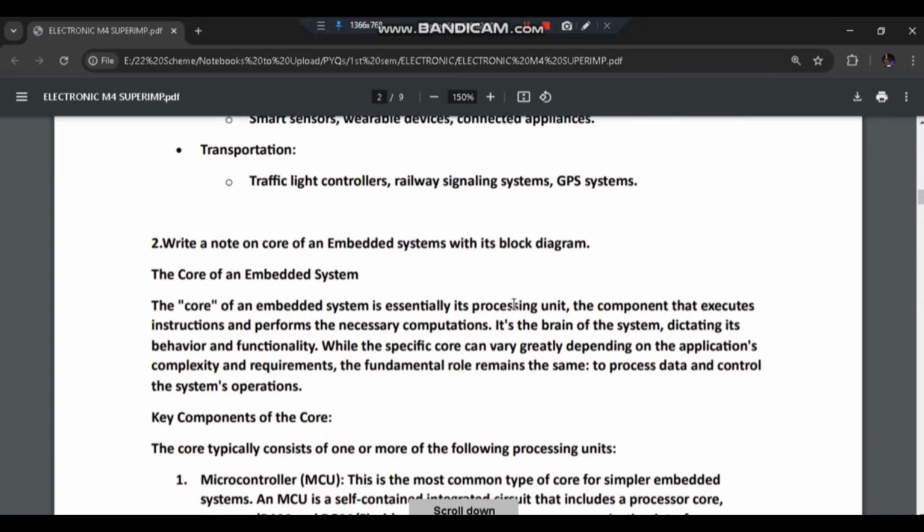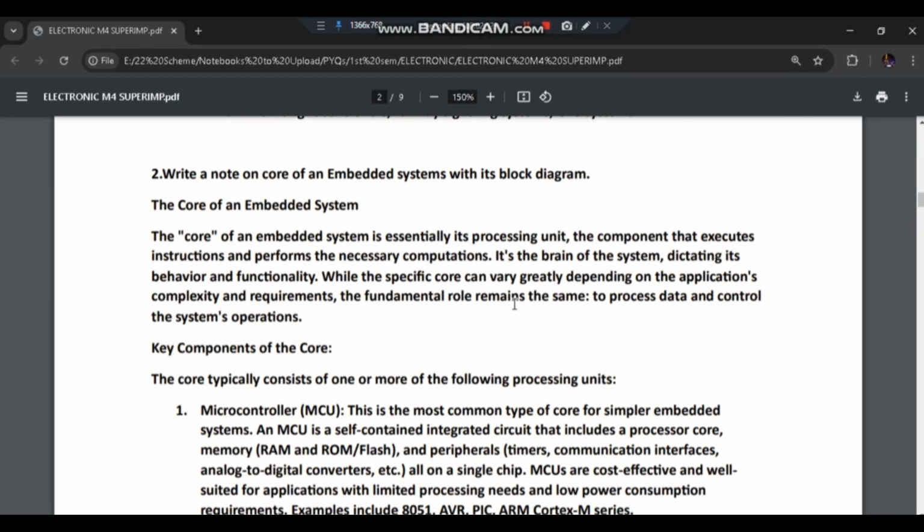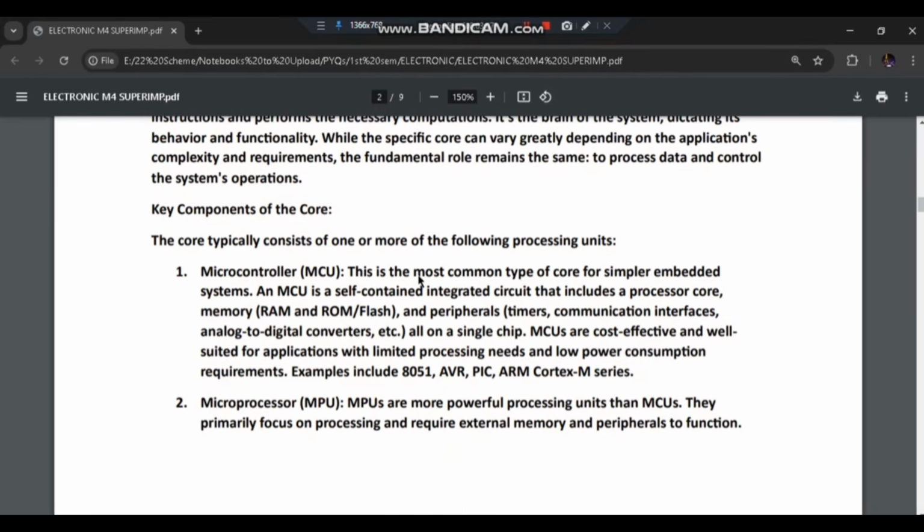Okay, next is write a note on the embedded system core. What is the core of an embedded system? And I have to explain with a neat diagram. The core of an embedded system is essentially the processing unit from where all the things happen. The key components inside the core: the first one is the microcontroller. It consists of one or more of the following units. This is the embedded system which is present in the objects.